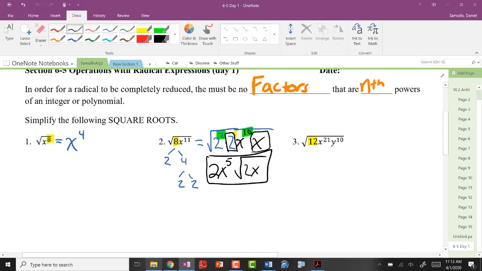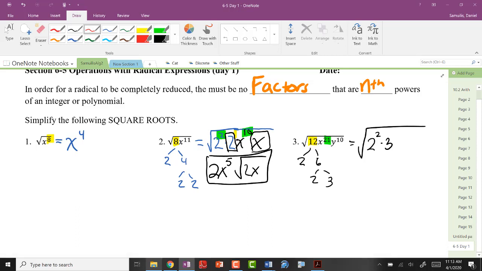All right, let's try it again. This time I'm just going to have 3 values. Now 12 again is not a perfect square. That's 2 times 6, which is 2 times 3, so I would rewrite that as 2 squared times 3. Here again, 21 is not divisible by 2, so I want to break that down into x to the 20th, because that is divisible by 2, and an x. That's still x to the 21st.